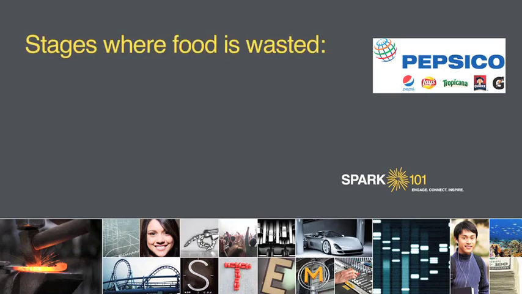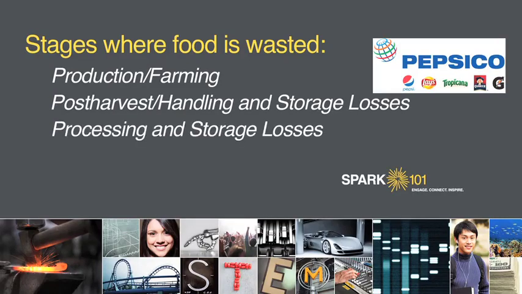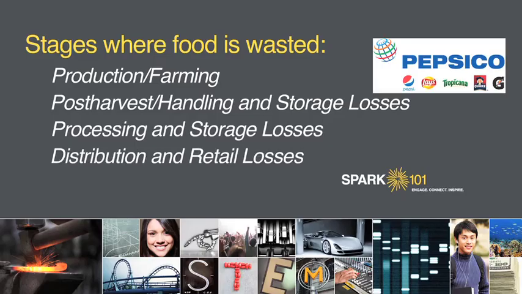Now think about this. Food is wasted at each of these following stages from production to consumption, starting with production, the farming itself. Then there's post-harvesting, handling and storage losses, processing and storage losses. Then you have to distribute it, so there's losses in distribution and retail. And finally, consumer losses, which is in our homes.